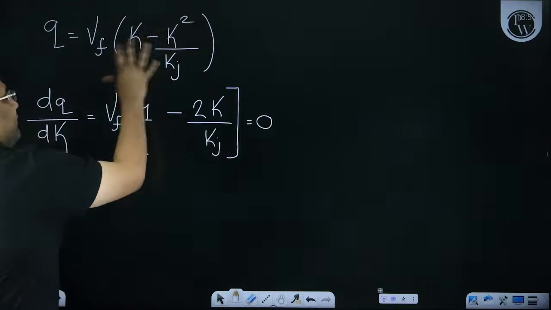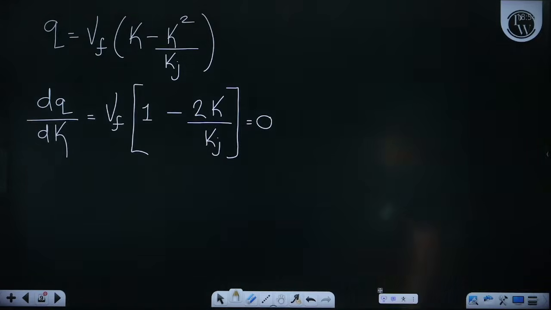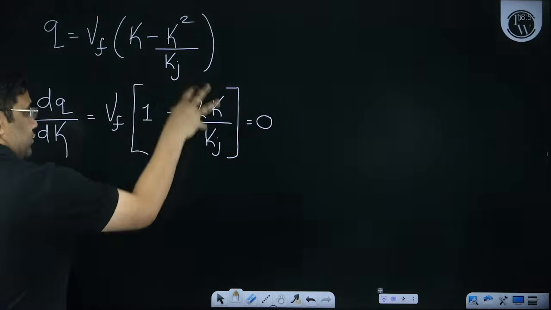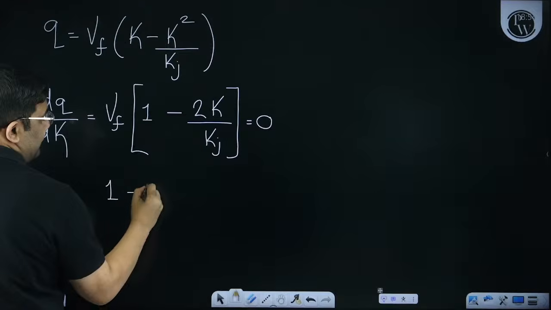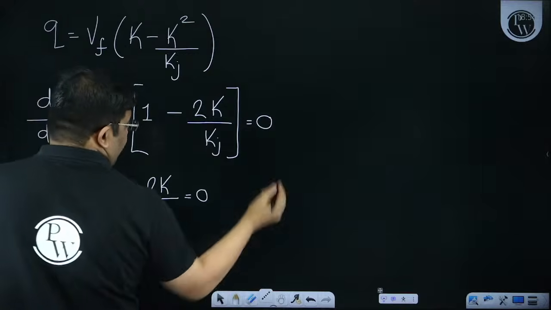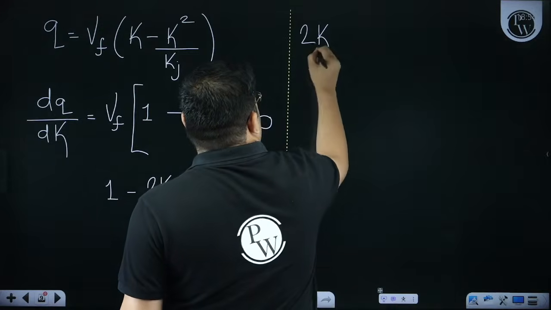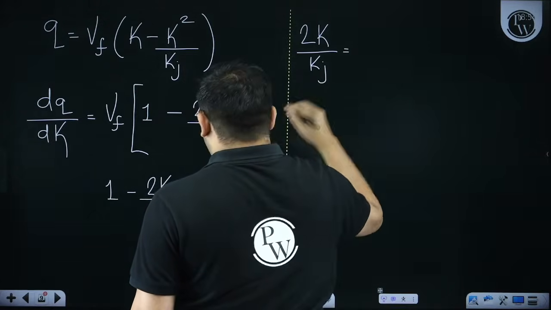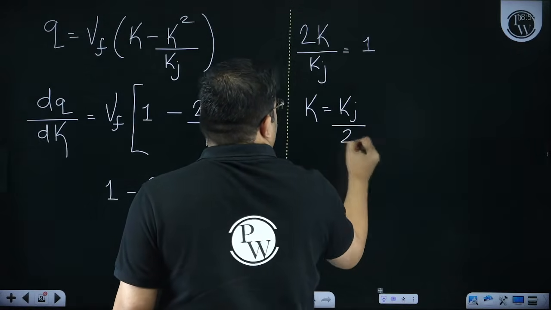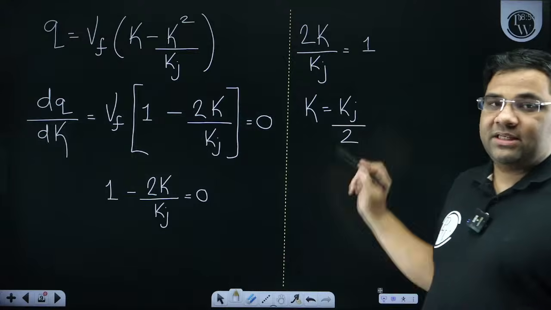What I did is I differentiated with respect to K, and we got this equation. Now this is equal to 0. Vf cannot be 0, it is a constant, so the other factor has to be 0. So I can say 1 minus 2K by Kj is equal to 0, or 2K by Kj is equal to 1, or K is equal to Kj by 2. So for the maximum flow condition, K is equal to Kj by 2.